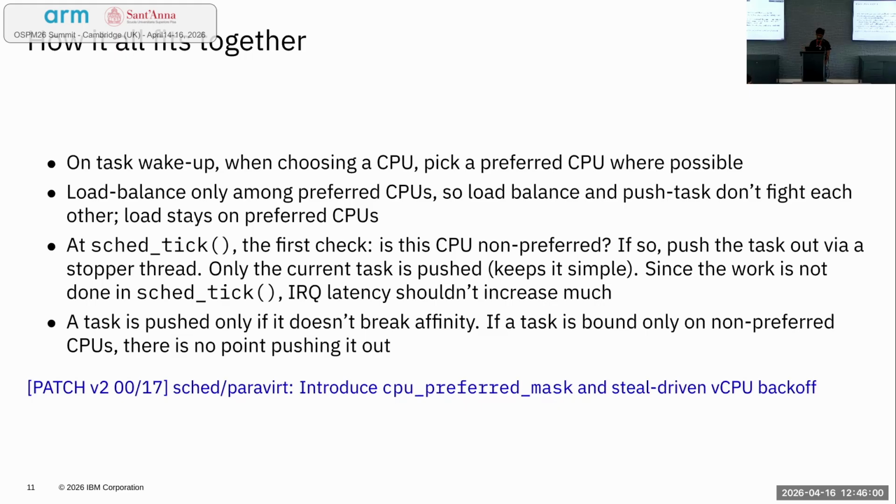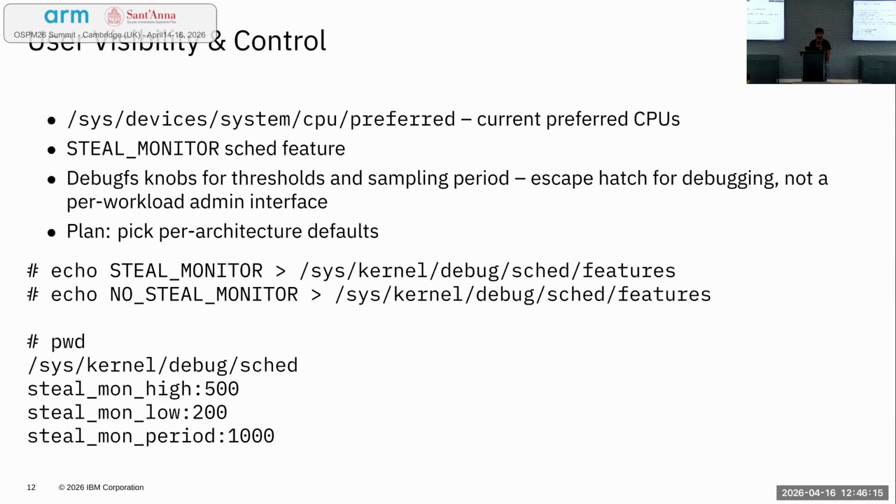And in all of this, the previous cases have been taken care of so as not to break the affinity anywhere. And if a task is bound only to a preferred CPU, it will continue to run. This is the current patch series, which has been posted. Any questions?